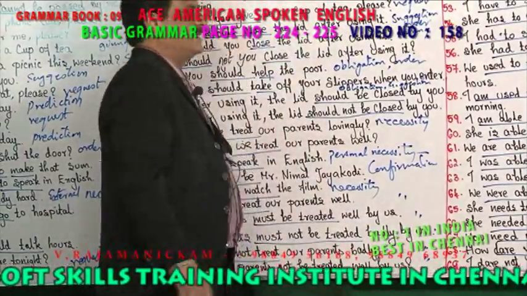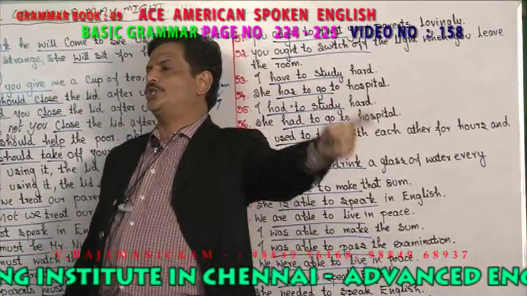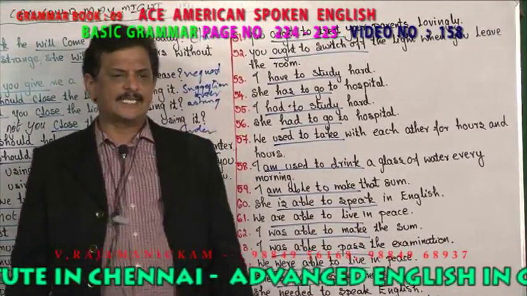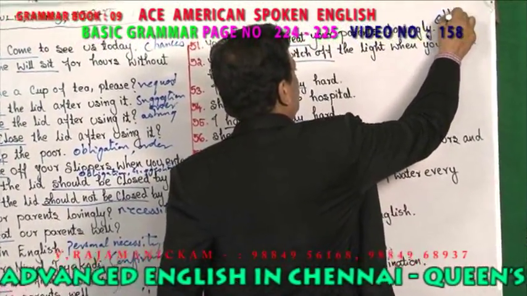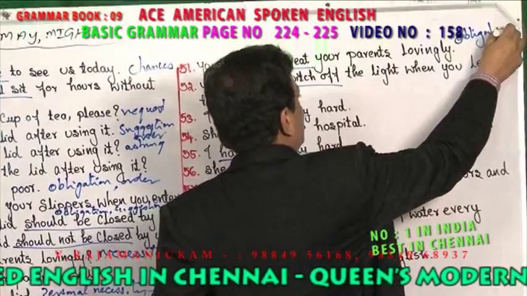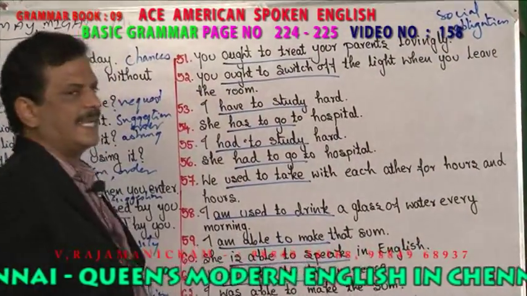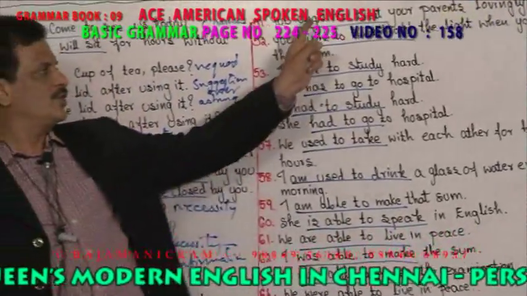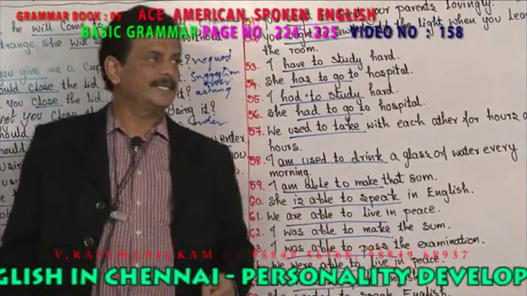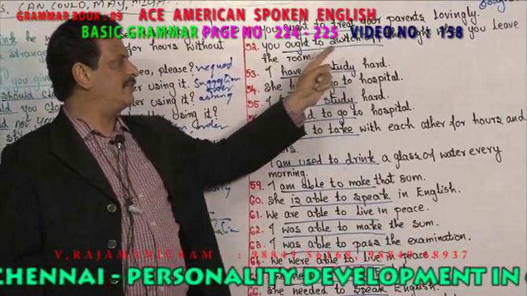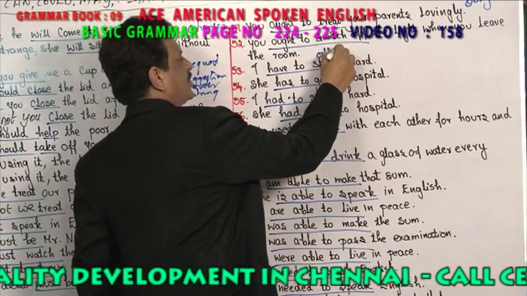Necessity, personal necessity. You ought to treat your parents lovingly. It is obligation. What is obligation? Social obligation. Taking care of your parents, your wife and children, your husband. There you are using ought to. Got it, sir? Now, you ought to switch off the light when you leave the room. This is also social obligation.